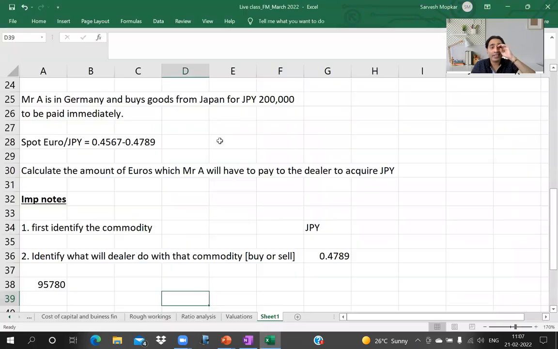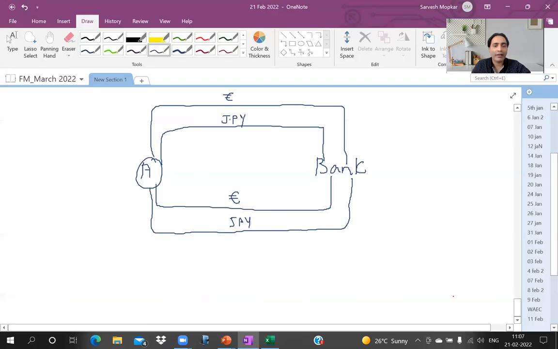What is the story? The story is A is in Germany and buys goods from Japan. And the price of those goods is 200,000 JPY, which he doesn't have because he's in Germany, no? If he's in Germany, he has to make a payment in JPY. So he will have to buy JPY, okay? Mr. A will buy JPY by selling euros from his pocket, paying the euros, buying JPY. Clear? Similarly, bank will buy euros from A and only then pay him the JPY that he needs, 200,000. So bank will sell JPY and buy euros.